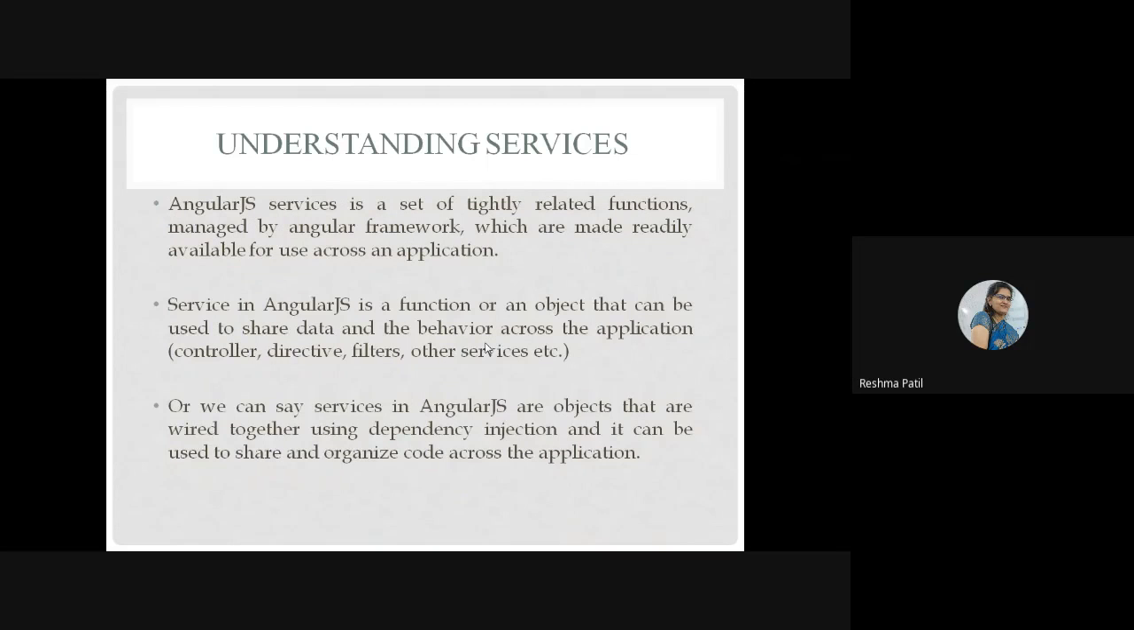AngularJS services are a set of tightly related functions managed by the Angular framework which are made readily available for use across an application. A service in AngularJS is a function or an object that can be used to share data and behavior across the application. Or we can say services in AngularJS are objects that are wired together using dependency injection and can be used to share and organize code across the application.